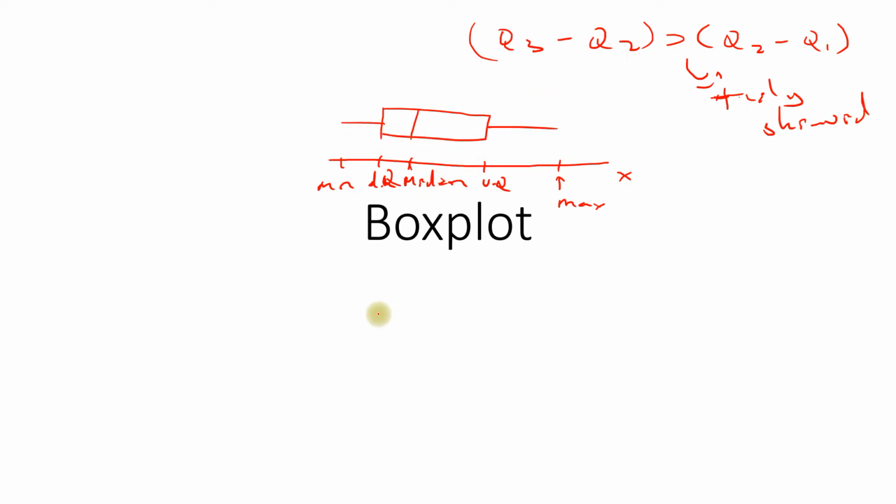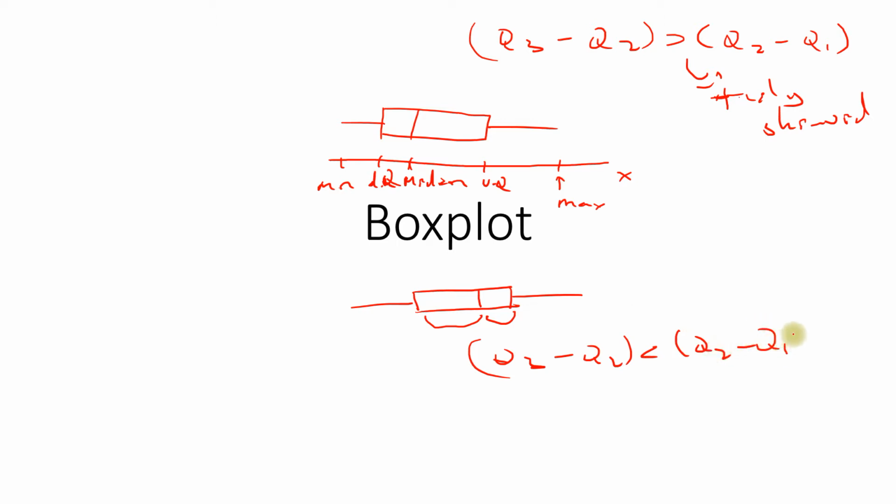The other way, if you have a distribution that is like this, here, it's a little bit different. You will see that the third quartile minus the second quartile, in this particular case, is less than the second quartile minus the first quartile. And when you have something like that, you know that this distribution is negatively skewed.